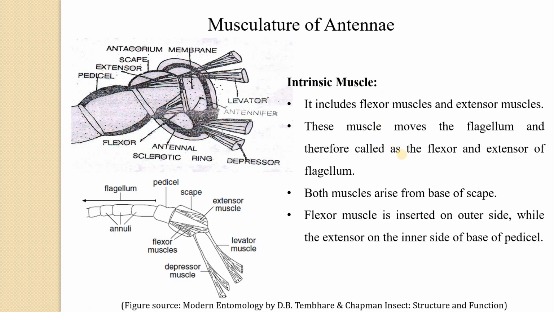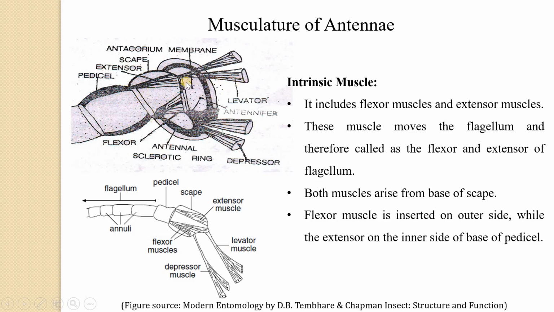Now it is apparent that these muscles move the flagellum and hence they are called flexor and extensor of the flagellum. Flexor is responsible for flexion and for extension, the extensor muscles work, and hence accordingly they are referred to as the flexors of the flagellum or extensors of the flagellum. Both the flexor and extensor muscles arise from the base of the scape. So this is the scape and this is the basal part.